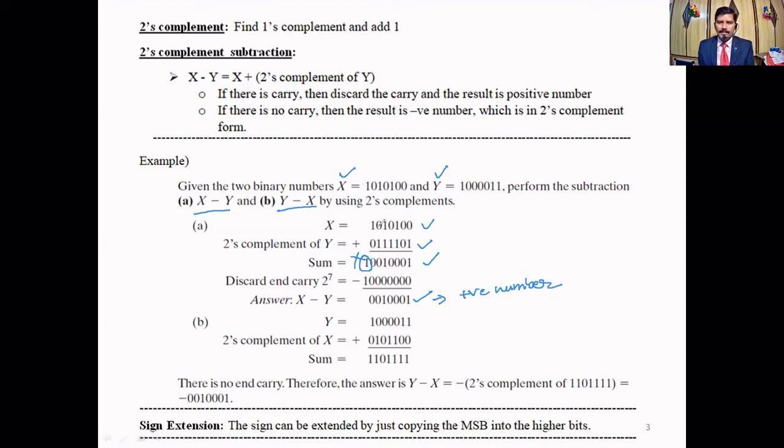So what is the conclusion here? X minus y means x plus 2's complement of y. If there is a carry, then discard that one. The result is a positive number. That's all.